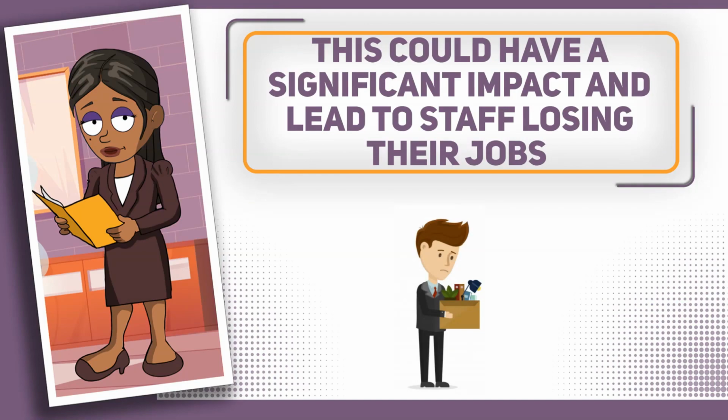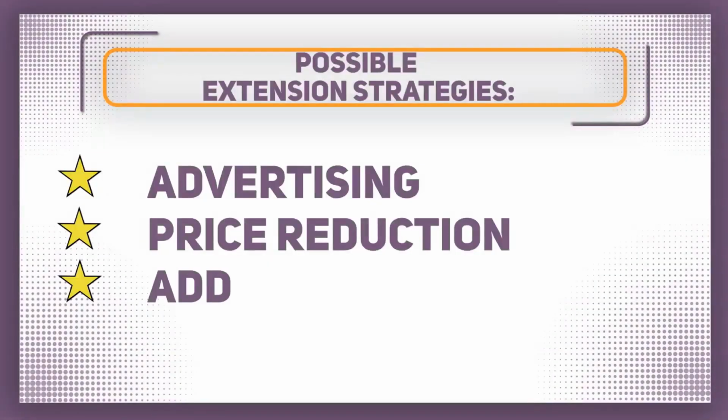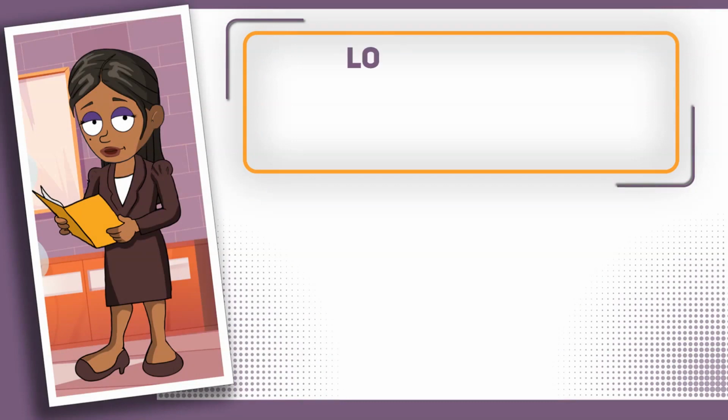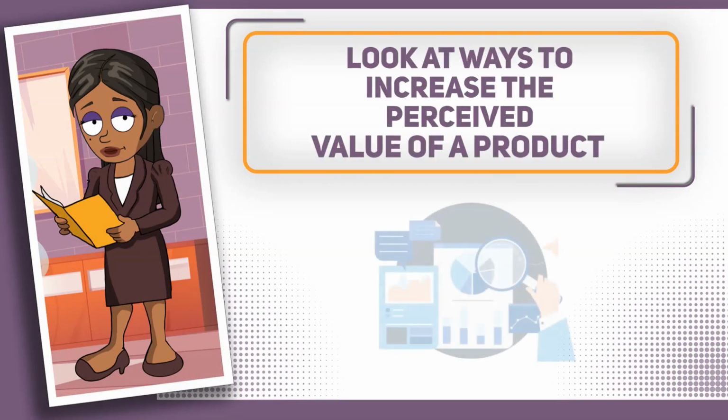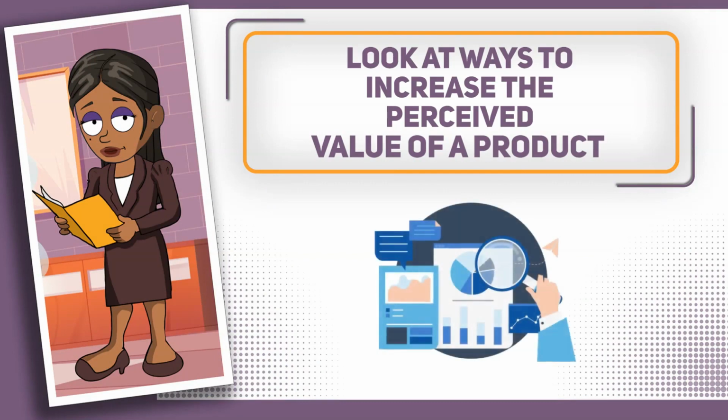The next strategy that she could use would be adding value. Here, the company would need to look at ways to increase the perceived value of a product. This may be achieved by adding additional benefits or features. For example, Prisha could recommend running a competition or a free gift to retain consumer interest.